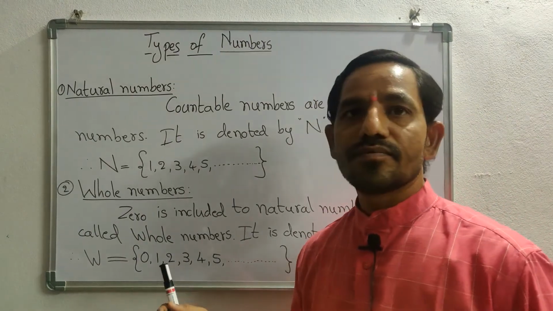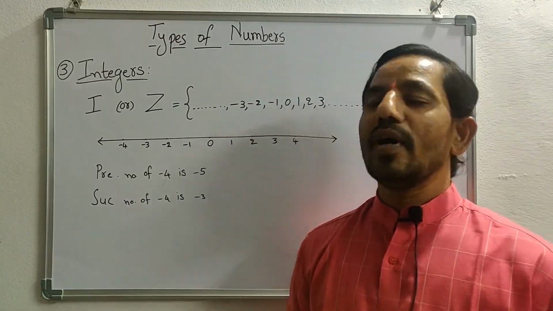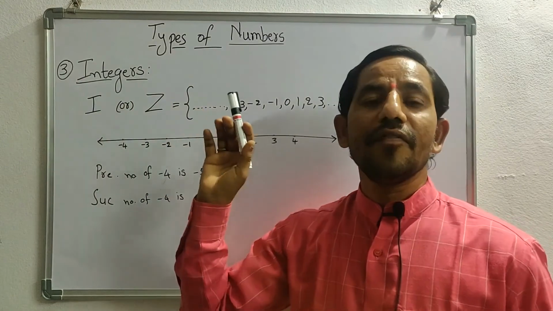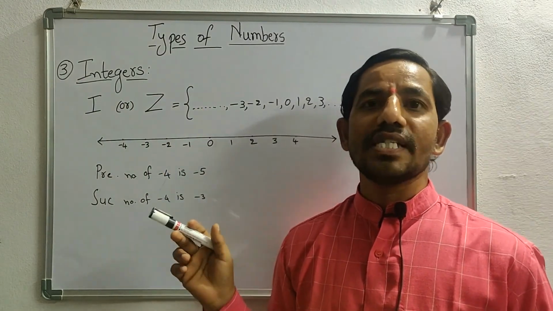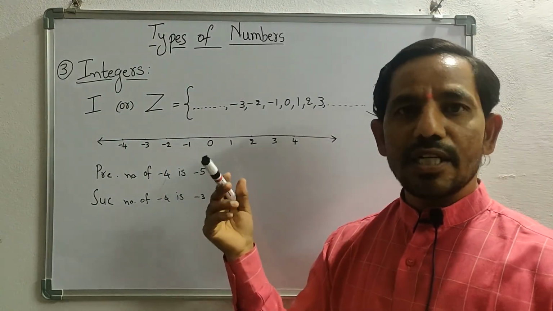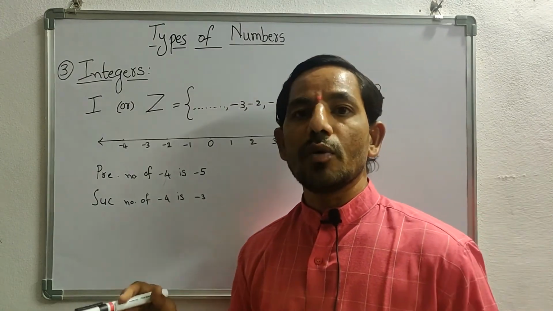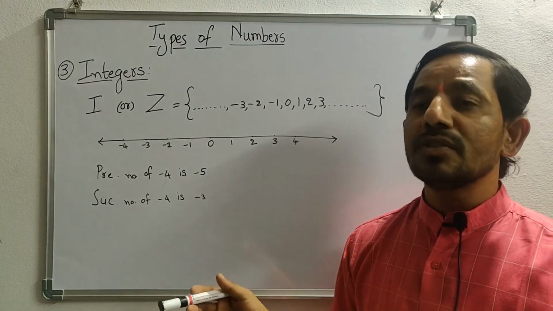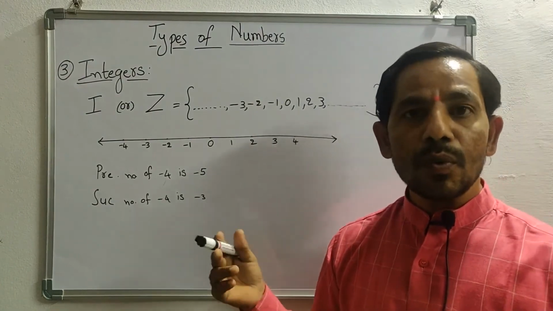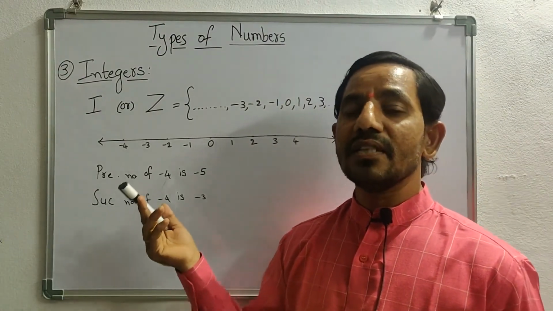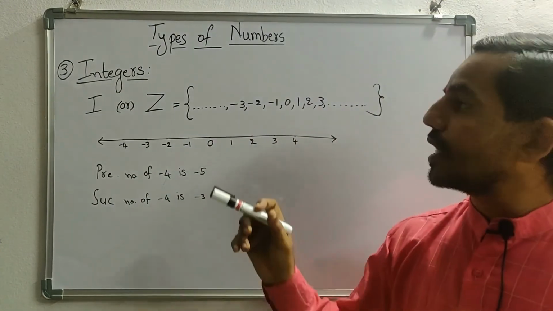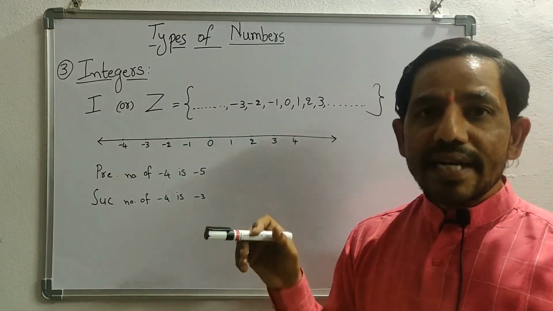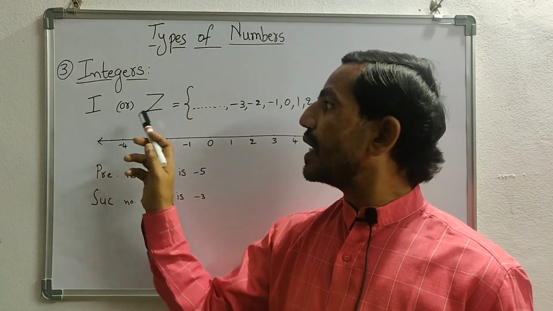Okay, next, the third one, the integer set. The first one, the natural number set, is over, and the second one, the whole number set, is over. Natural numbers means countable numbers. Whole numbers means 0 is included to natural numbers. Next, the third one, the integer set. It is denoted by I or Z.